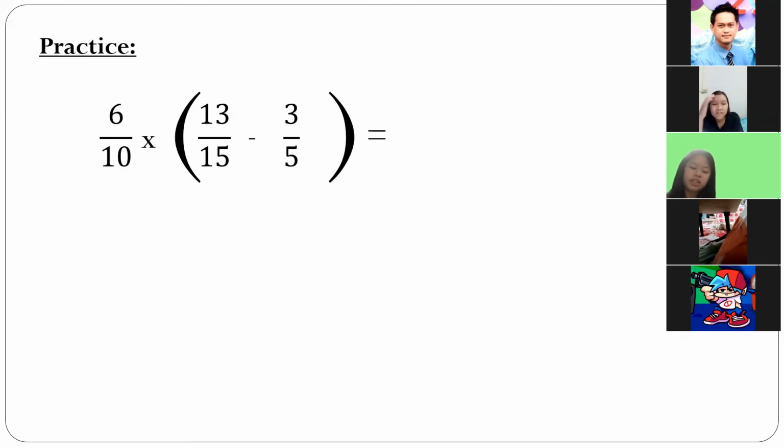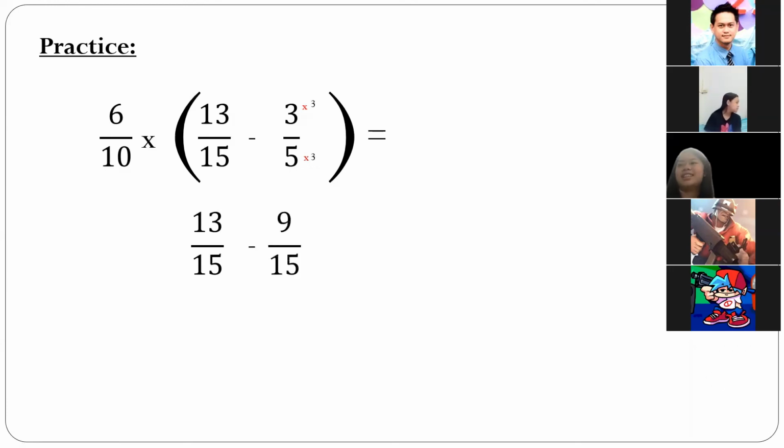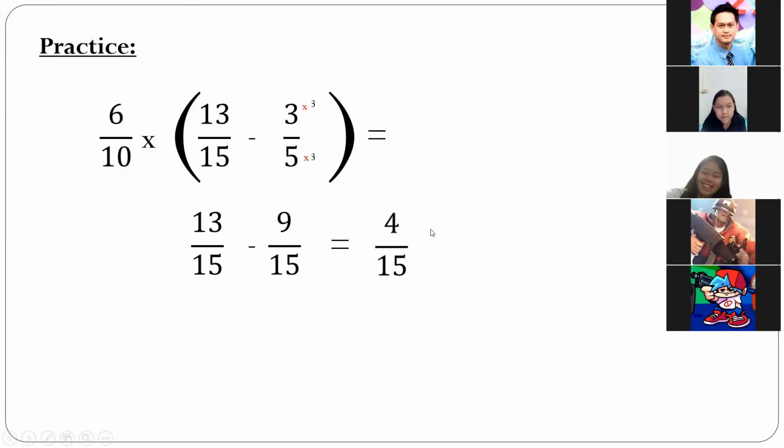Okay. How about the others? 4 over 25. Okay, that answer is 4 over 25. Do you have any other answer? Okay, you have the same answer. So let's find out. The common denominator of 13 over 15 and 3 over 5 is 15. So we multiply it with 3. We will get 13 over 15 minus 9 over 15. What is the answer? 4 over 15.